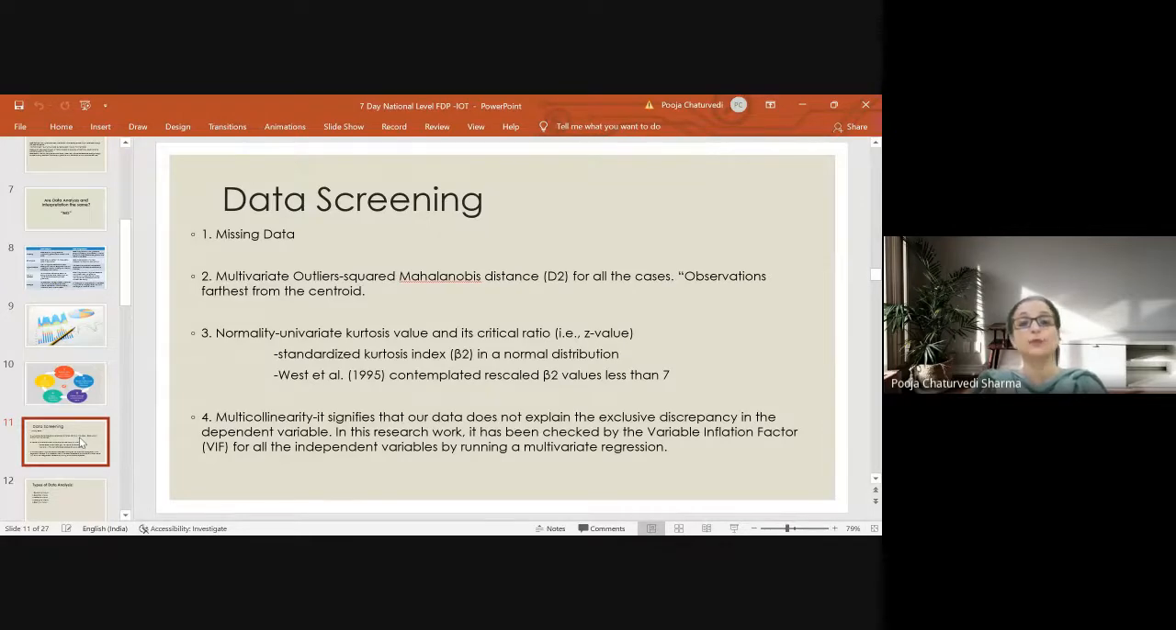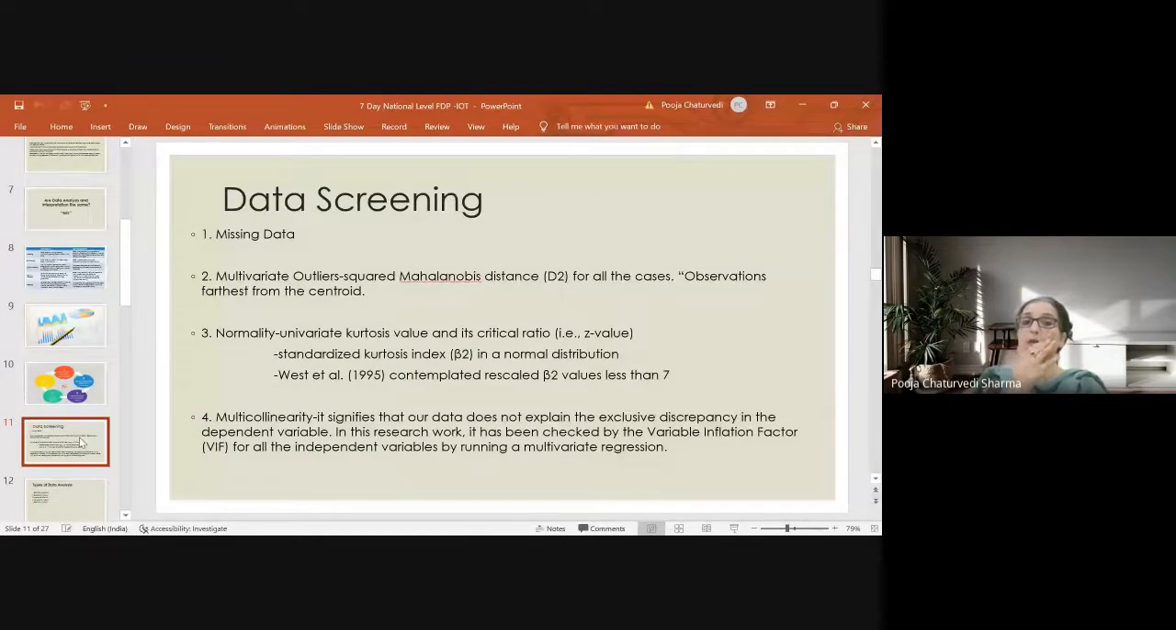Have a look at the beauty of data, how nicely you've collected it. When you do data screening, this will help you understand the seriousness of your responses. How? Number one is to check for missing data.